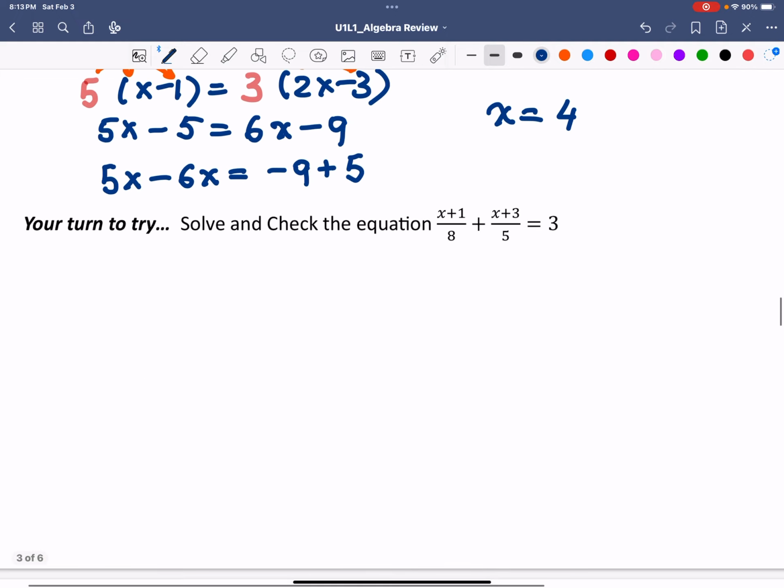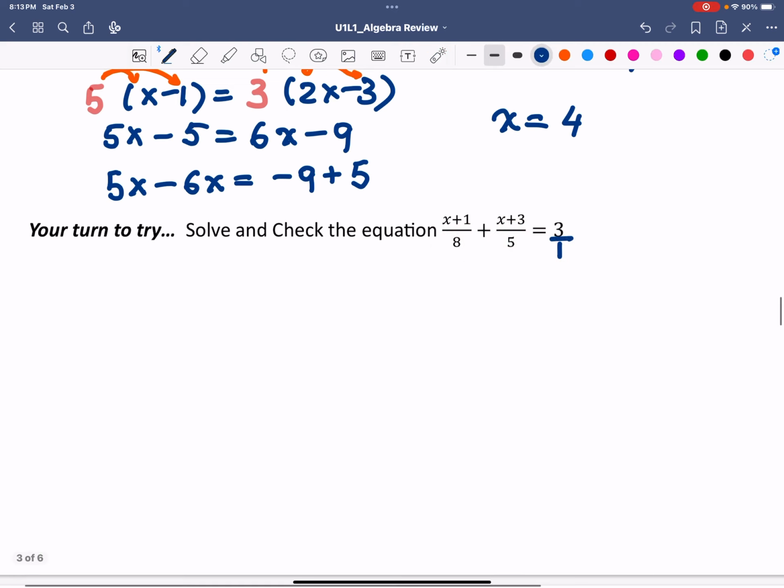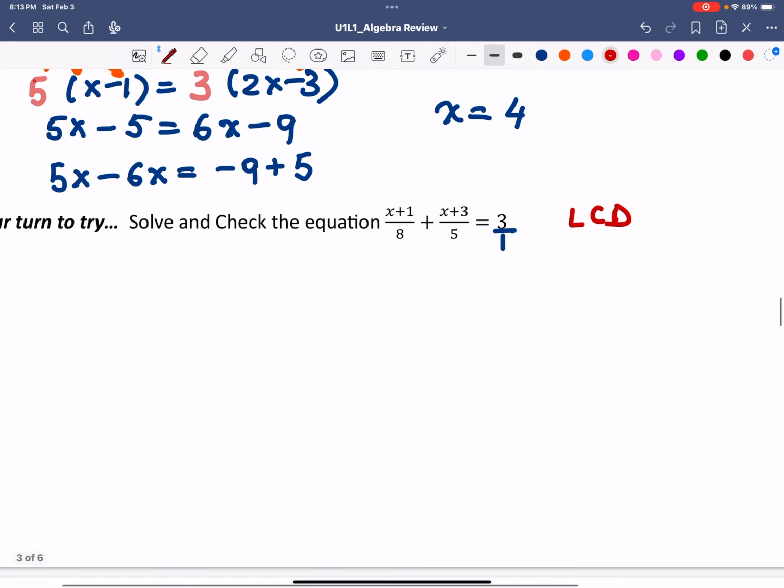Let's try one more. So we have x plus 1 over 8 plus x plus 3 over 5 is equal to 3. And you have a fraction here, and this is not a fraction, but we have to make it into a fraction. And any number can be a fraction with denominator 1. And now that we know we have fraction everywhere, we have to find the lowest common denominator of all the denominators we see. So see that 8 and 5 don't have any common factors. So the lowest common denominator will be the product of 8 and 5. So that's a 40.